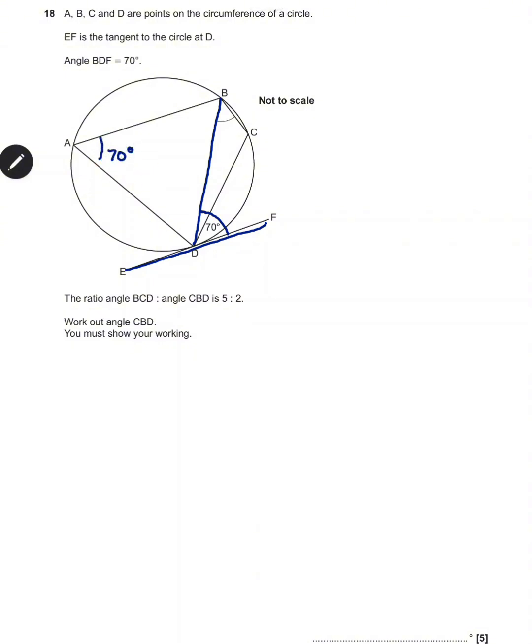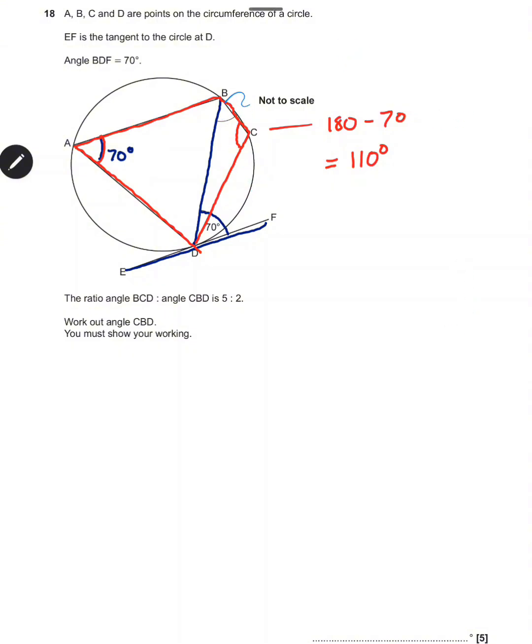That's called alternate segment theorem. Tangent, chord, angle between them. That angle coming away from the chord matches this one down here. The minute I know this angle, I can actually work out this angle, because what I'm looking at now is a four-sided shape where all corners sit on the circle. This angle here will be 180, take away the angle across from it, take away 70. So that's 110 degrees. Opposite angles of a cyclic quadrilateral add to 180.